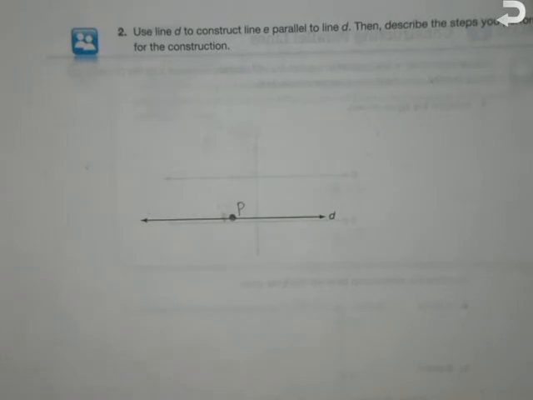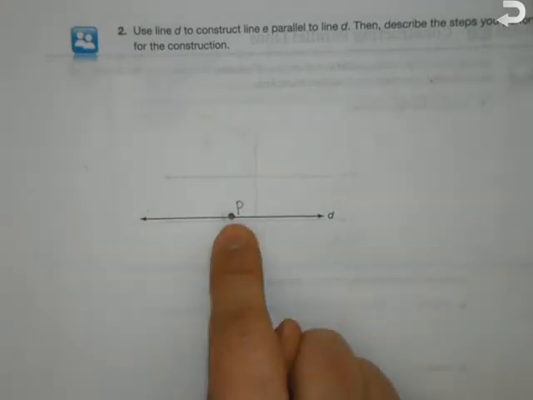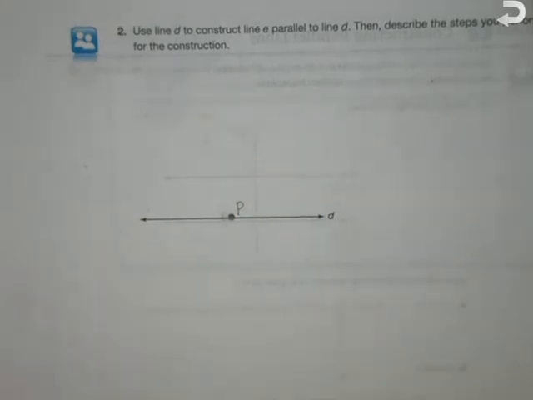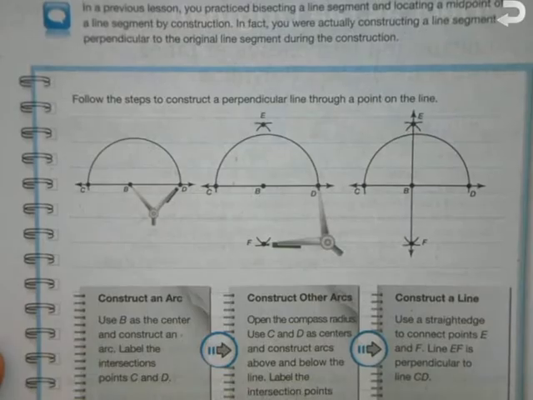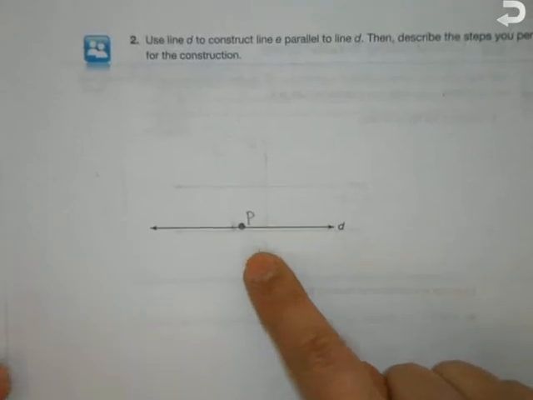So then what you are going to do is construct a perpendicular line through P. I'm going to give you all a second to try it on your own. Using the steps from problem 1, make a perpendicular line for number 2.